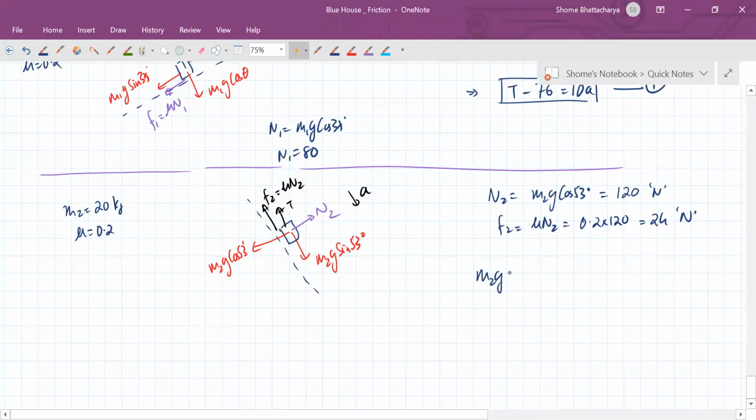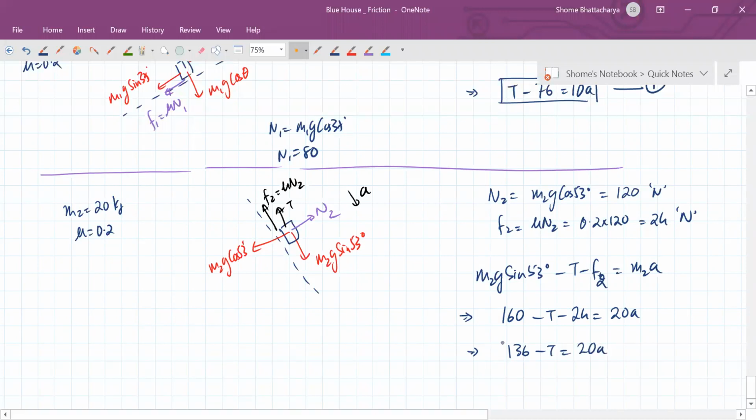Okay, so we have M2G sine 53 minus tension minus kinetic friction F2 is equal to M2A. So this will become 160, minus T, minus 24 is equal to 20A. So this will become 136, right? Minus T is equal to 20A. So this is our second equation.